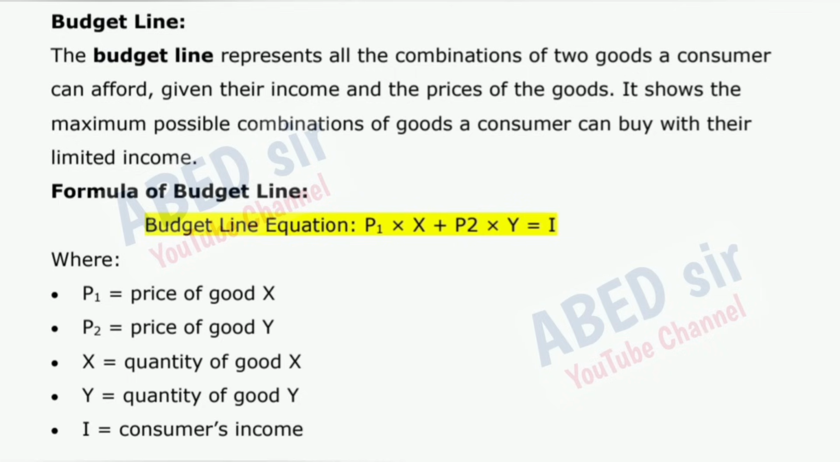Formula of budget line. Budget line equation: P1 times X plus P2 times Y is equal to I, where P1 is equal to price of good X, P2 is equal to price of good Y, X is equal to quantity of good X, Y is equal to quantity of good Y, I is equal to consumer's income.